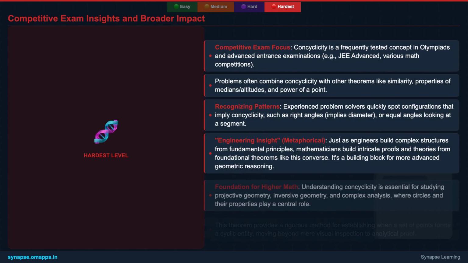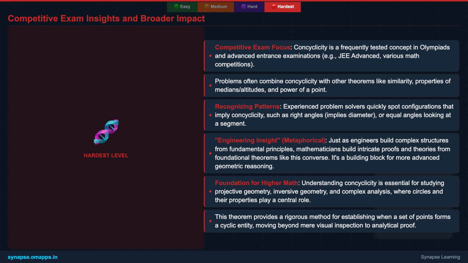Concyclicity is a cornerstone concept, frequently appearing in mathematics Olympiads and advanced entrance examinations. Problems often weave together the converse theorem with other sophisticated ideas like similarity, properties of orthocenters or centroids, and the power of a point. Successful competitive problem solvers develop an intuition for recognizing configurations that imply concyclicity, such as the presence of right angles, which often suggest a diameter, or 2 equal angles looking at the same segment. This engineering insight isn't about building bridges, but about constructing elegant mathematical arguments from fundamental principles.